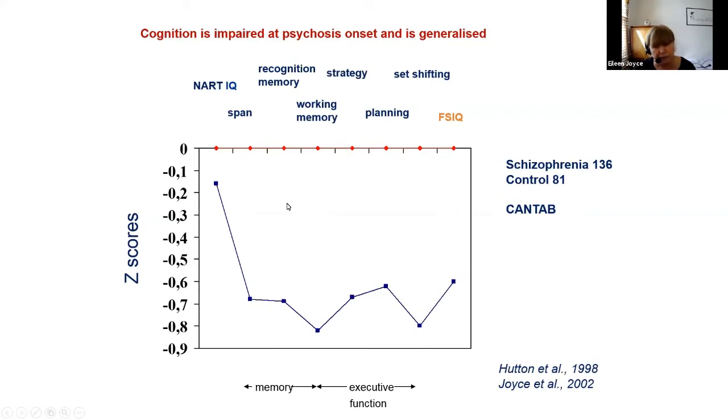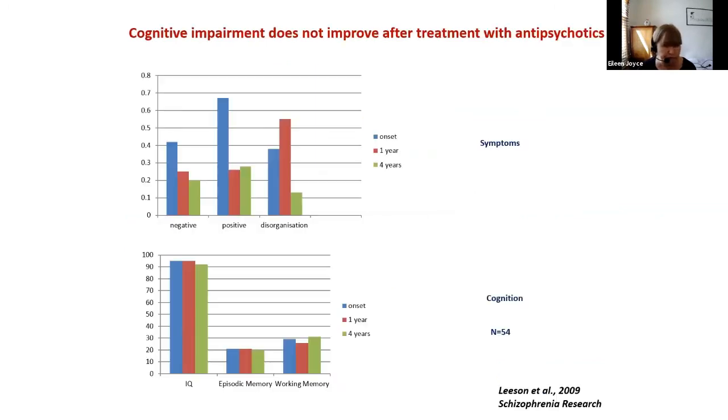And we know that something happened between their premorbid cognitive function and their onset of psychosis, because their premorbid IQ, assessed here using the NART, is actually much less impaired compared to the normal control. So something may be happening over the transition to psychosis causing a further decrement in cognitive function. After onset, cognitive impairment doesn't change.